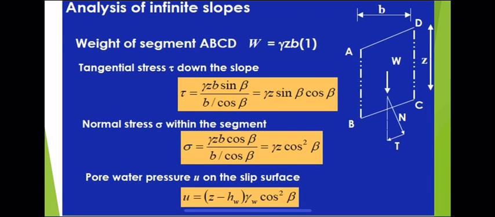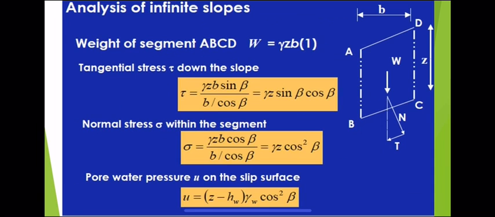Coming to analysis of infinite slope, by using the area of a parallelogram, we are going to find the weight of segment ABCD. We are going to take one block and find the weight of that particular block, and finally we add all the blocks to calculate the factor of safety easily. Here, the weight of segment ABCD, that is W, equals unit weight gamma times depth Z times B, the width of the slice.